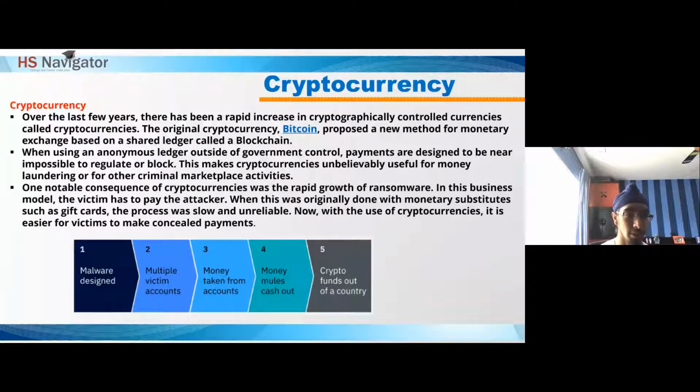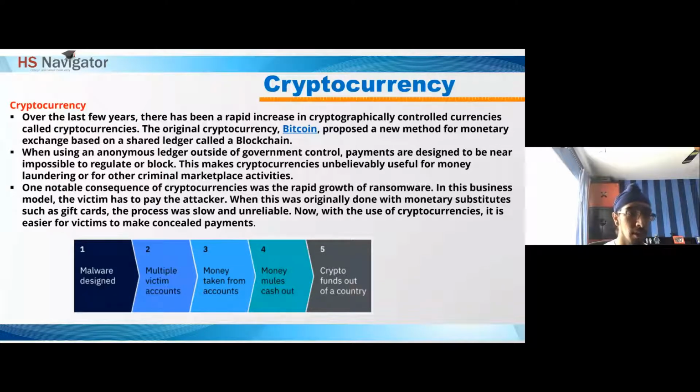So they use an anonymous ledger, a blockchain that's outside of government control. Payments are designed to be near impossible to regulate or block. Like the government can't regulate them or block them as of now. There's no laws that govern against it. So this makes cryptocurrencies unbelievably useful for money laundering, criminal marketplace activities, or just general internet commerce that they don't want regulated.